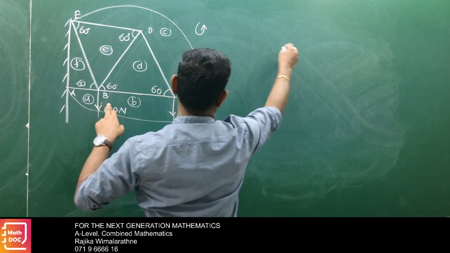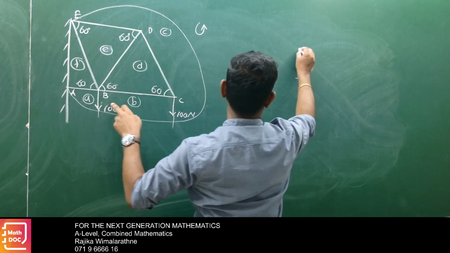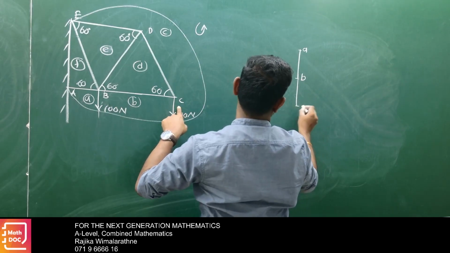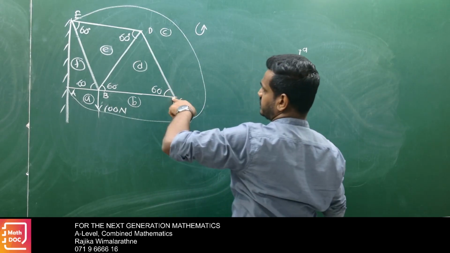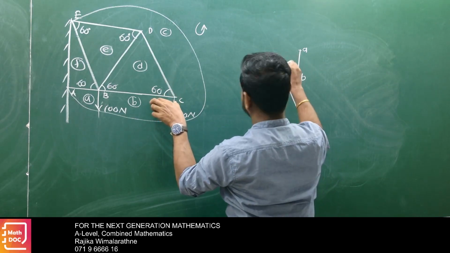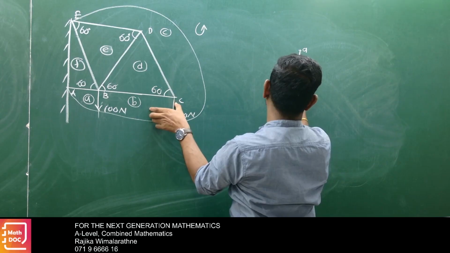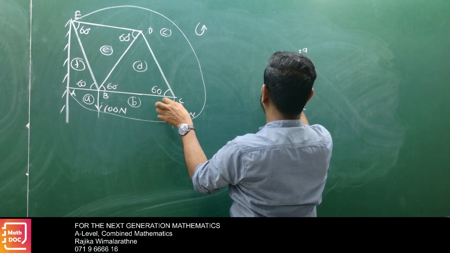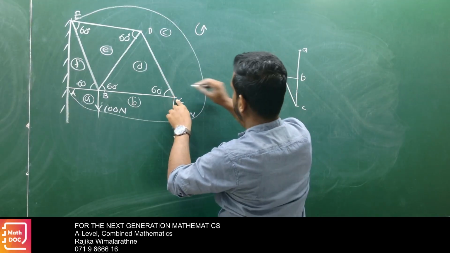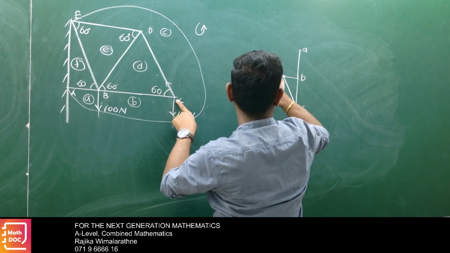AB 100 downward. BC 100 downward. Then go around this. CD to the horizontal 60. DB horizontal. Same time mark forces here. CD, DB.